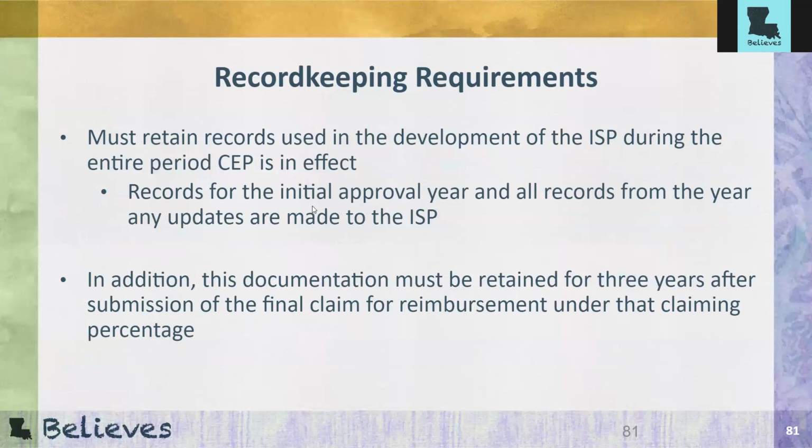And record keeping requirements. The school system must retain records used in the development of the ISP for the entire period that CEP is in effect, records for the initial approval year, and all records from the year and any updates that are made to the ISP. In addition, that information needs to be retained for 3 years after the submission of the final claim.